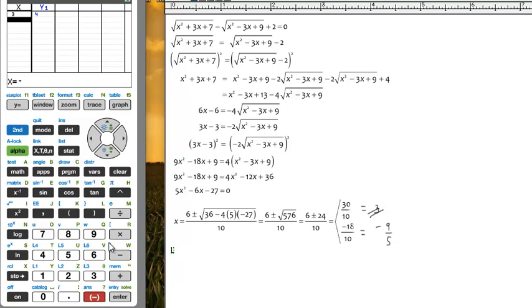When I do my negative 9/5, hopefully I get 0. And I do. So the answer of this equation is just this negative 9/5.